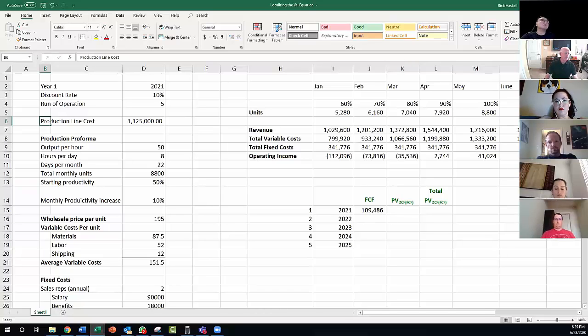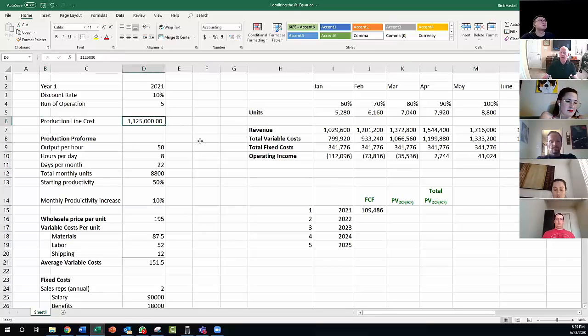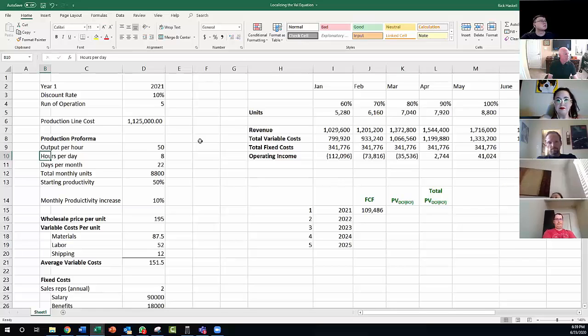So to do that, they're going to put together a production line, okay? And they know it's going to cost them about $1,125,000 to do that. And this is a small company. And so they have to think about, well, if they're going to spend that kind of money, we're going to have to think about how many drones can they output in an hour from this new production line? How many hours can they do that in a day? How many days can they do it in a month? Resulting in how many total monthly units?